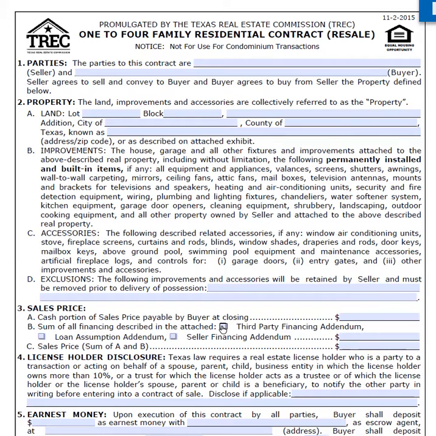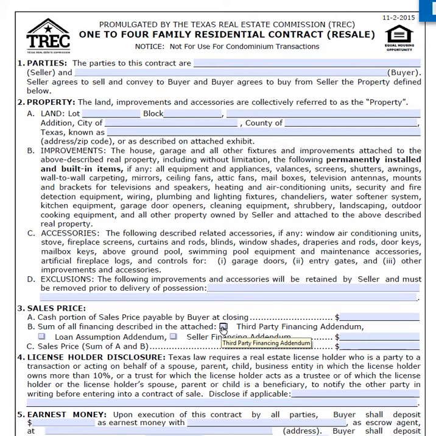So notice there is a third-party financing addendum box right here, and that is what you're going to use most of the time. Very rarely will you use loan assumption or seller financing, and this is called third-party financing because it isn't the seller and it isn't the buyer. It's a third party financing the transaction.